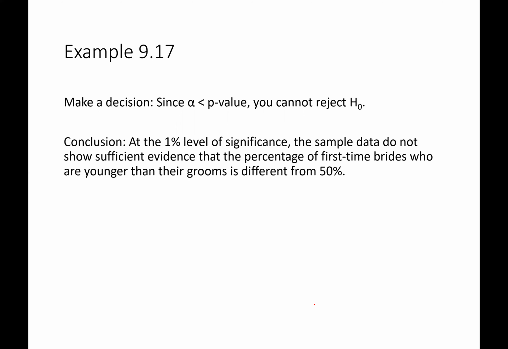So our conclusion is at a 1% level of significance, the sample data do not show sufficient evidence that the percentage of first-time brides who are younger than their husbands is different than 50%. Your data did not support the conclusion that it isn't 50%.